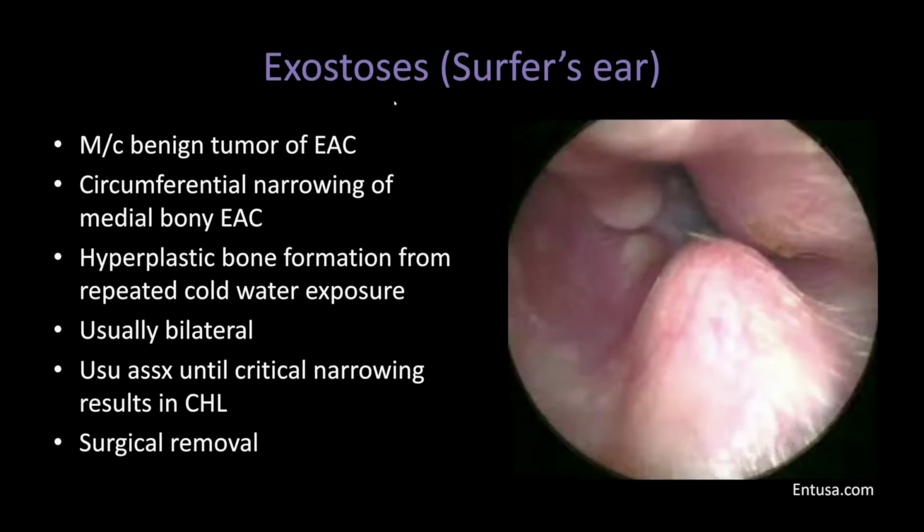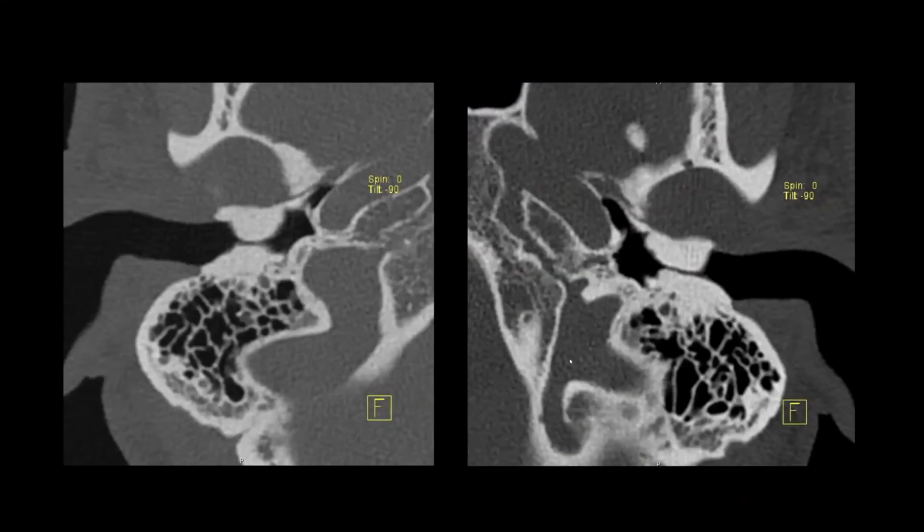So starting with exostoses, this is the most common benign tumor of the external auditory canal, and you get circumferential narrowing of the canal by these hyperplastic bony protuberances. And it's called surfer's ears because it's thought to be due to repeated cold water exposure. And because both ears are being exposed to the cold water, we usually see it bilaterally. And these are typically asymptomatic until there is enough narrowing that results in conductive hearing loss. These can also trap cerumen and debris and cause conductive hearing loss that way. And these are typically, as you know, surgically resected.